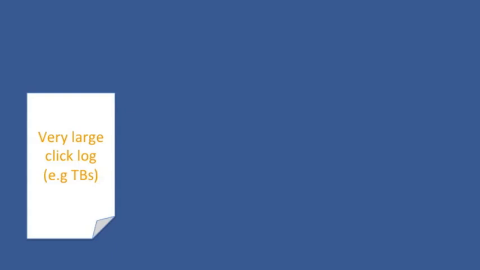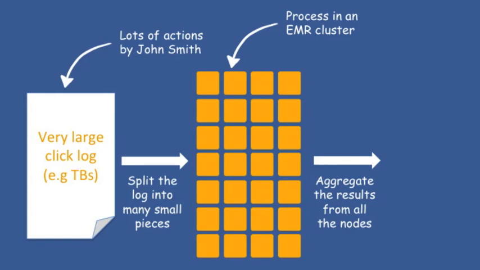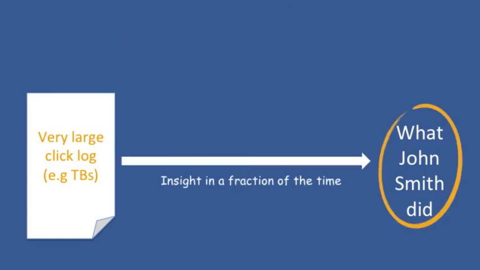So you might have a very large click log on your website. Lots of actions, for example, by John Smith, are included in that log. Elastic MapReduce will split that log into many small pieces, allow the processing to occur within an EMR cluster, and then aggregate the results from all those nodes, and then answer the question, what John Smith did. And EMR lets you do that in a fraction of the time, because you can throw as many resources as you wish at the EMR cluster to reduce the time it takes to come to that answer, whatever answer you may be looking for in your data.